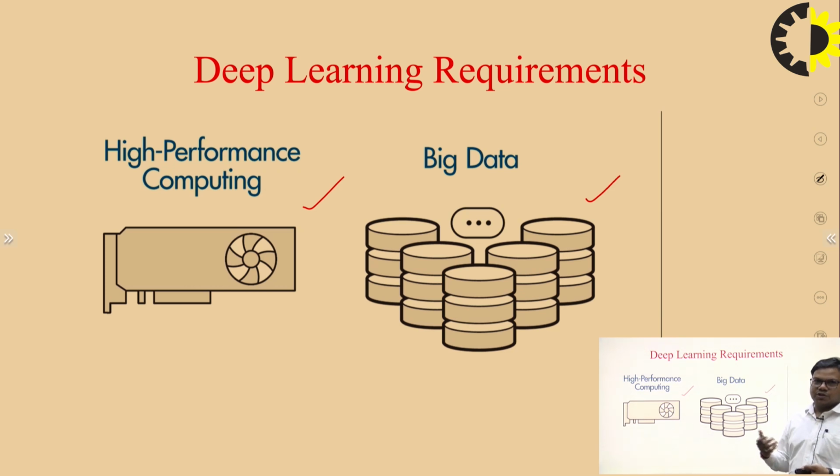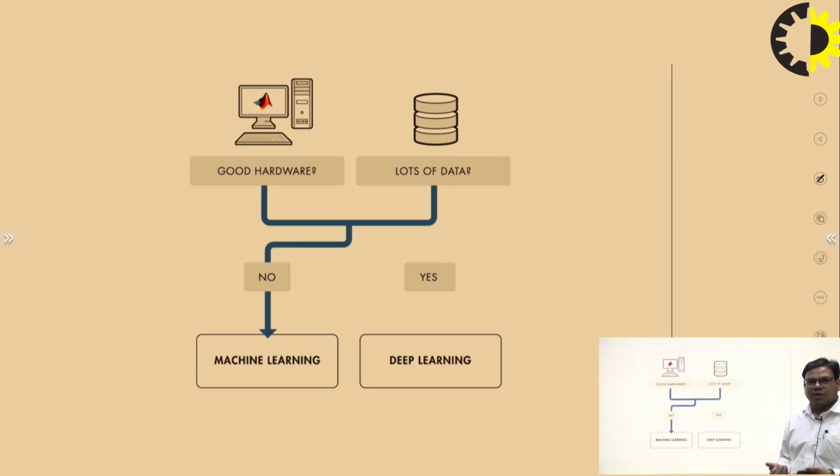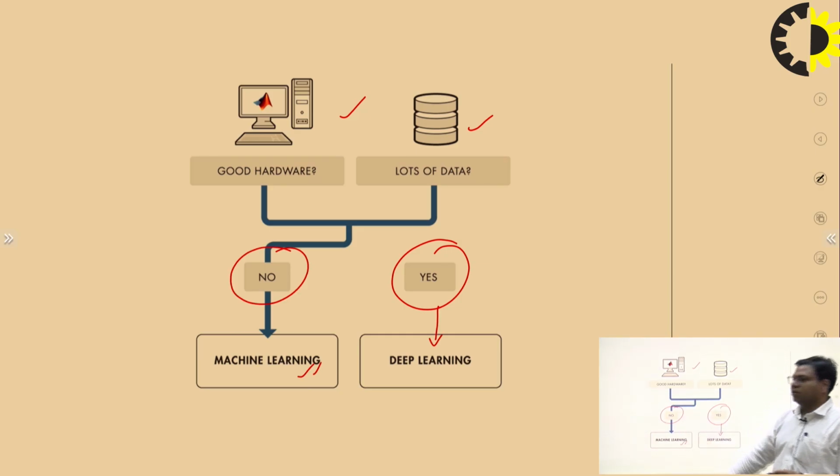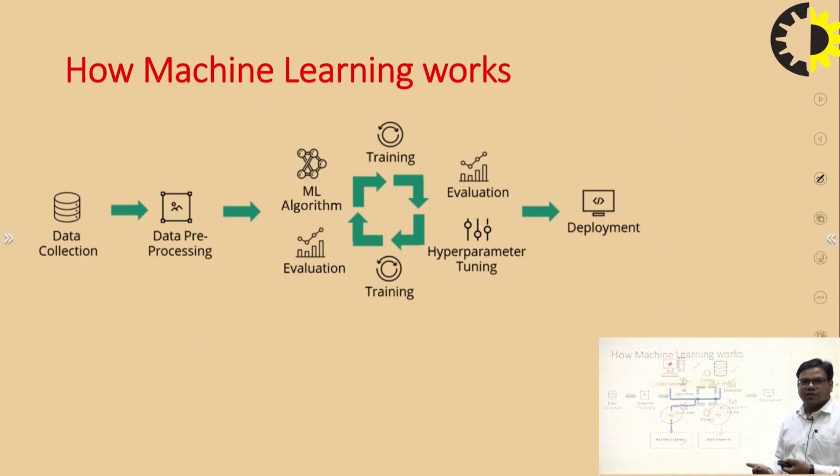So generally, we do the deep learning things on big data. We can understand it like this: if we have good hardware and a lot of data, then go for deep learning. If it is not with you, then go for machine learning. So this is a simple diagram showing when to choose machine learning and when to choose deep learning.